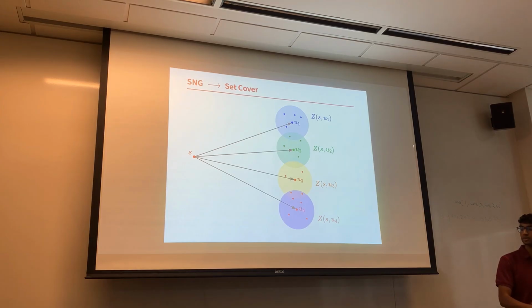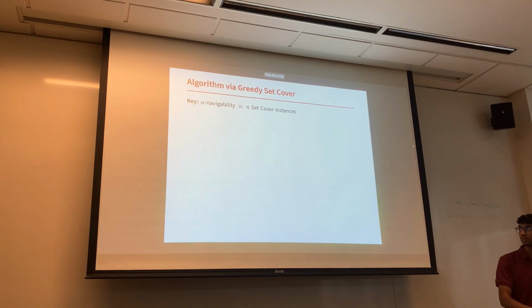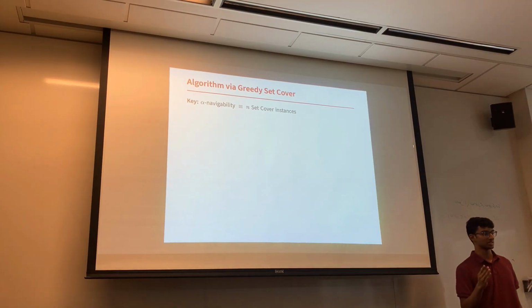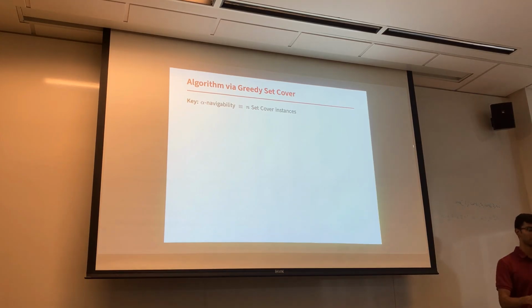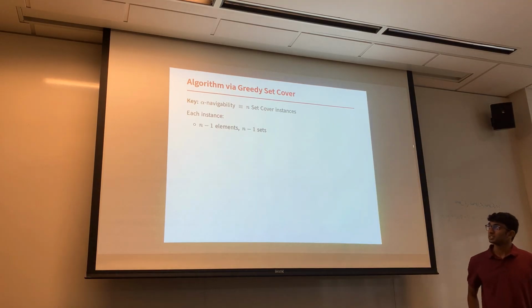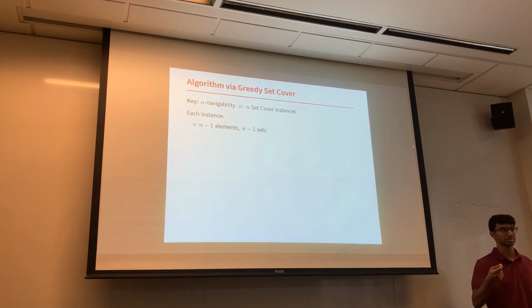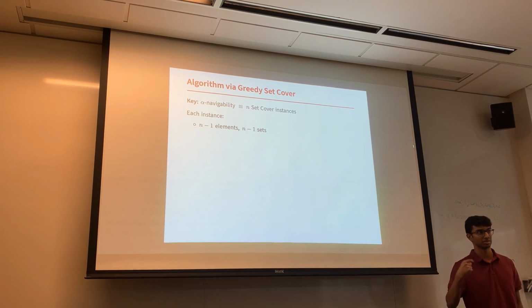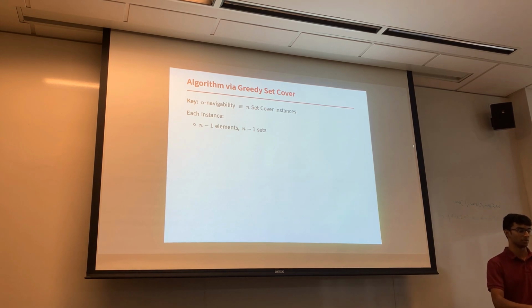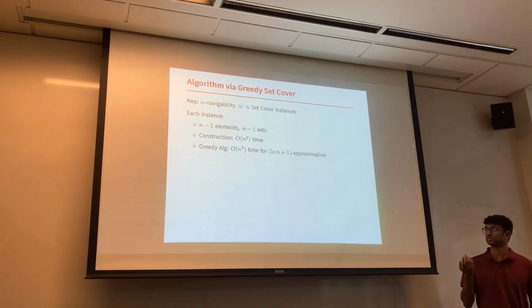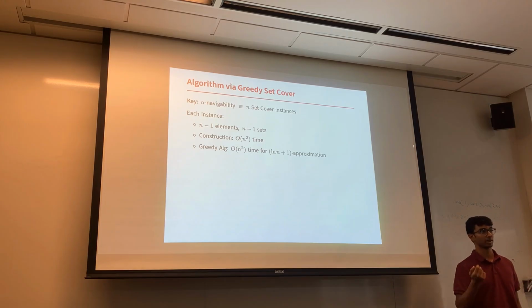Right? So again, alpha navigability is nothing but these n set cover instances. So let's try to turn this observation into an algorithm. Now, each instance contains n-1 elements corresponding to the targets, and n-1 sets corresponding to the edges I could draw from S. So building my instances will take O of n squared time, and then running a greedy set cover algorithm will also take n squared time. And it will give me a log n approximation to the optimal set cover.